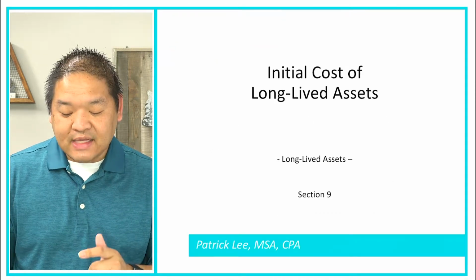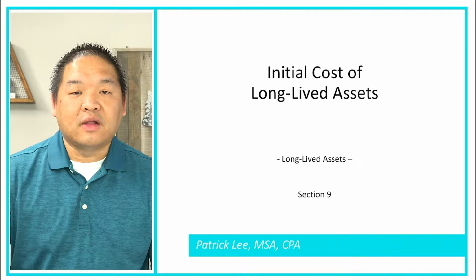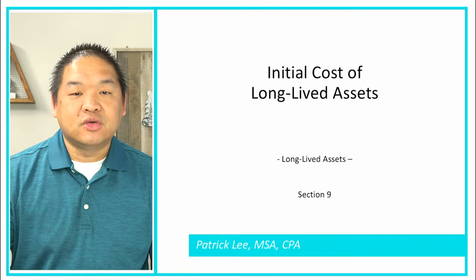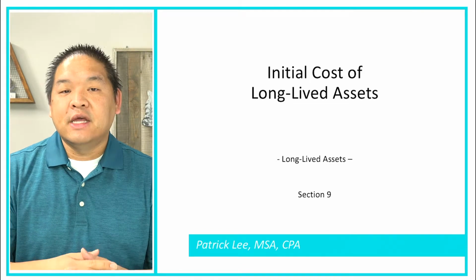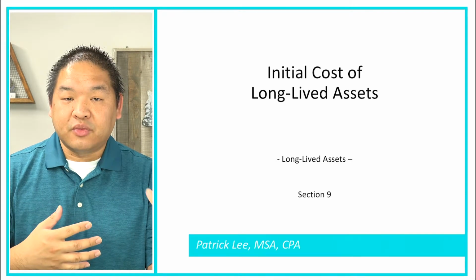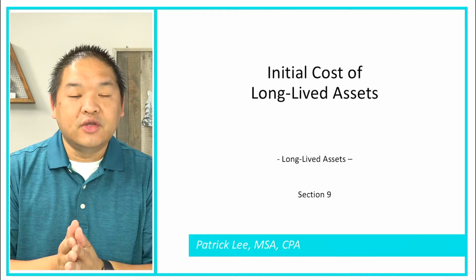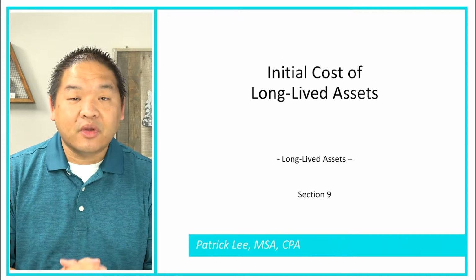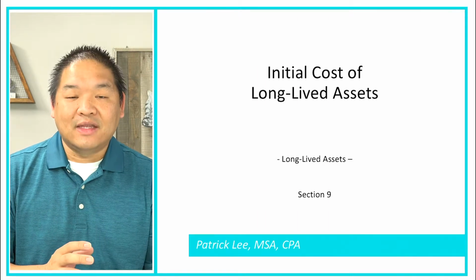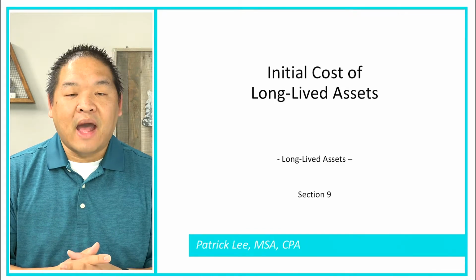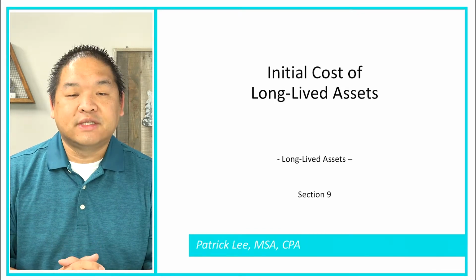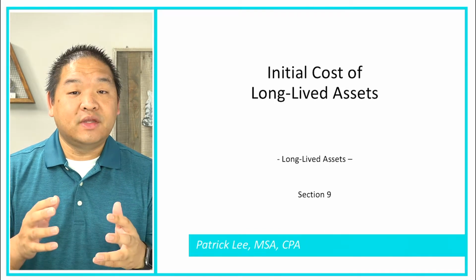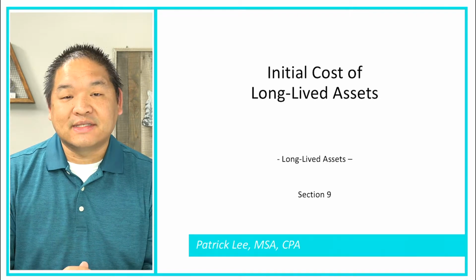So that is a talk about the initial cost of long-lived assets. Really what it comes down to is any cost associated with the asset to get the asset from where it's being produced to the point to where you are using it for its intended use. All those costs that are associated would be capitalized to the asset account in the name of the asset. And then we would allocate all of that cost over its useful life. So hope you enjoyed this lesson and we'll see you in the next video.